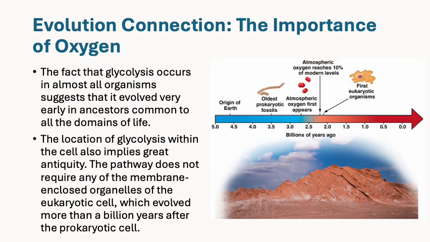Glycolysis occurs in almost all organisms from bacteria to humans. That widespread presence suggests it evolved very early in ancestors common to all domains of life. When we see a pathway shared across such diverse organisms, it tells us that it must have been established before those lineages split apart. Its location in the cell also supports this idea. Glycolysis takes place in the cytoplasm and does not require membrane bound organelles like mitochondria. These organelles evolved much later, more than a billion years after the first prokaryotic cells. The simplicity and universality of glycolysis points to an ancient origin and its foundational role in cellular metabolism.